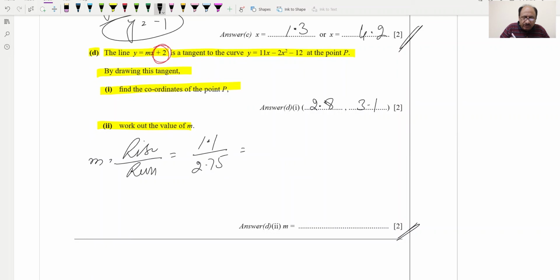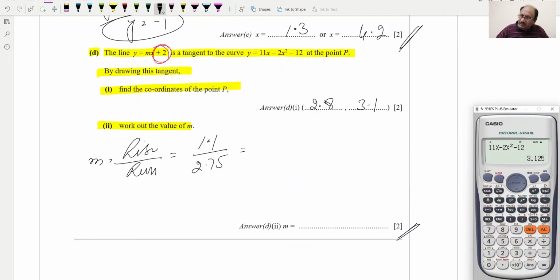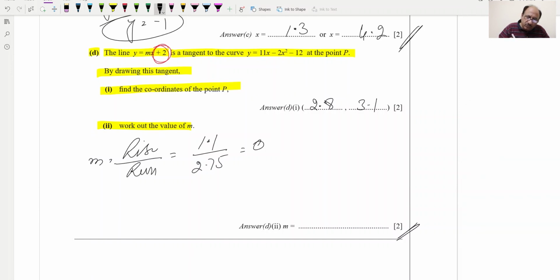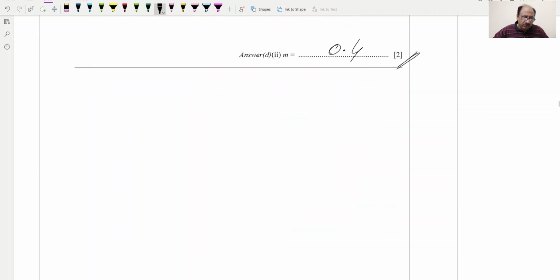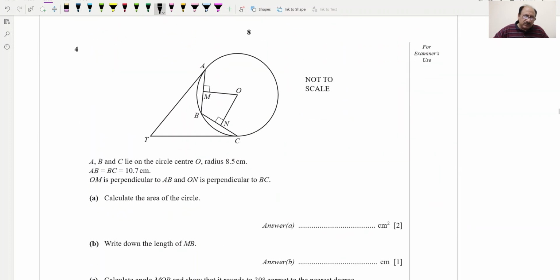I have explained to you from where we have taken these two values, and now we can calculate 1.1 divided by 2.75, and this is equal to 0.4. So 0.4 will be our final answer for this part, and it is a 2 marks question which we are done. Hopefully you understood this.